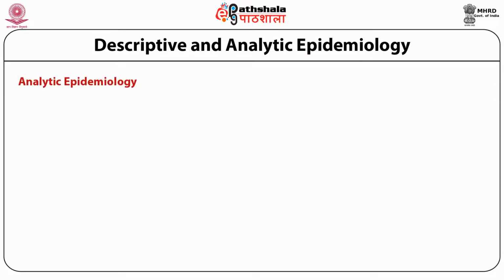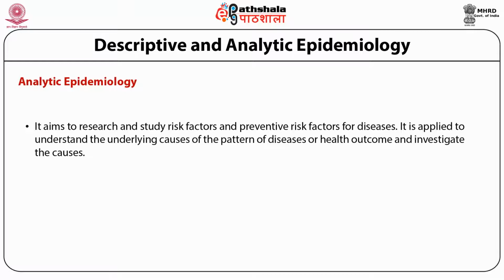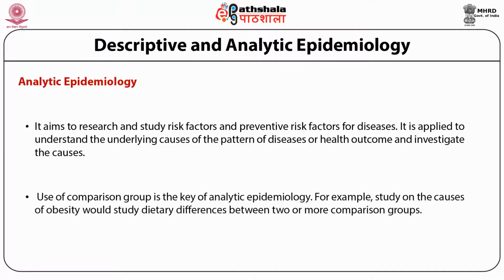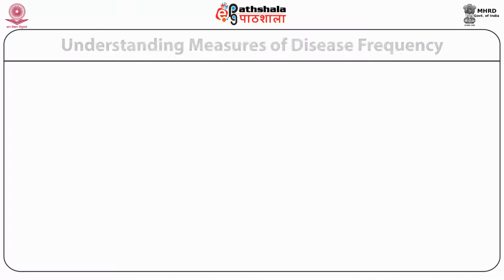Analytic epidemiology aims to research and study risk factors and preventive risk factors for diseases. It is applied to understand the underlying causes of the pattern of diseases or health outcome and investigate the causes. Use of a comparison group is the key of analytic epidemiology. For example, a study on the causes of obesity would study dietary differences between two or more comparison groups.